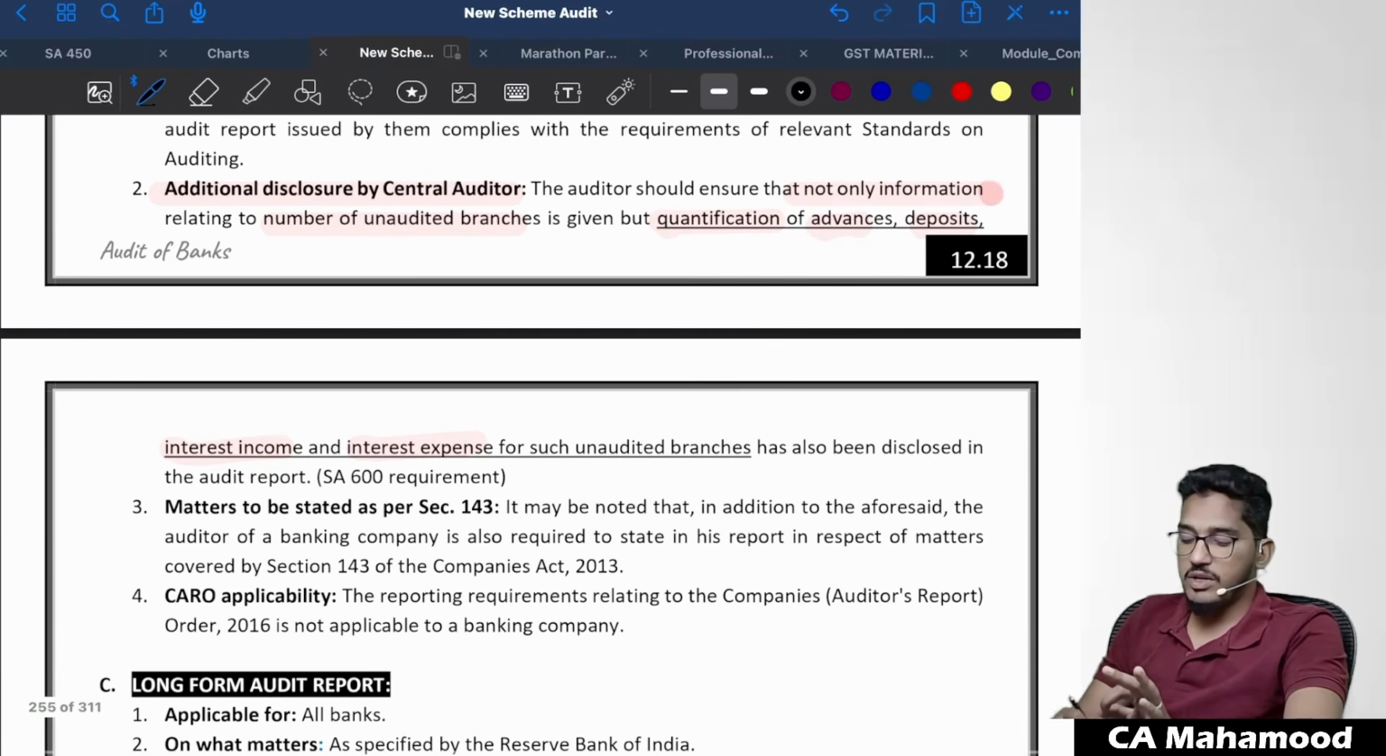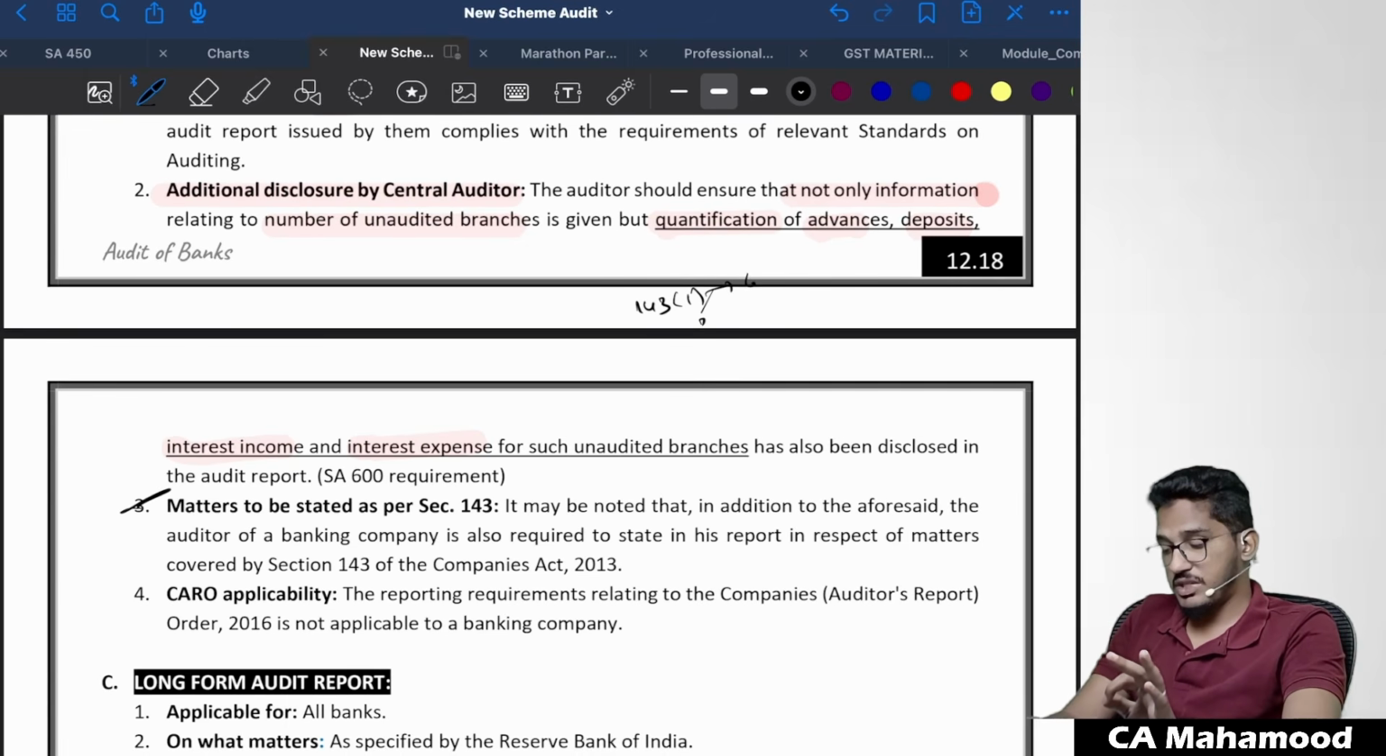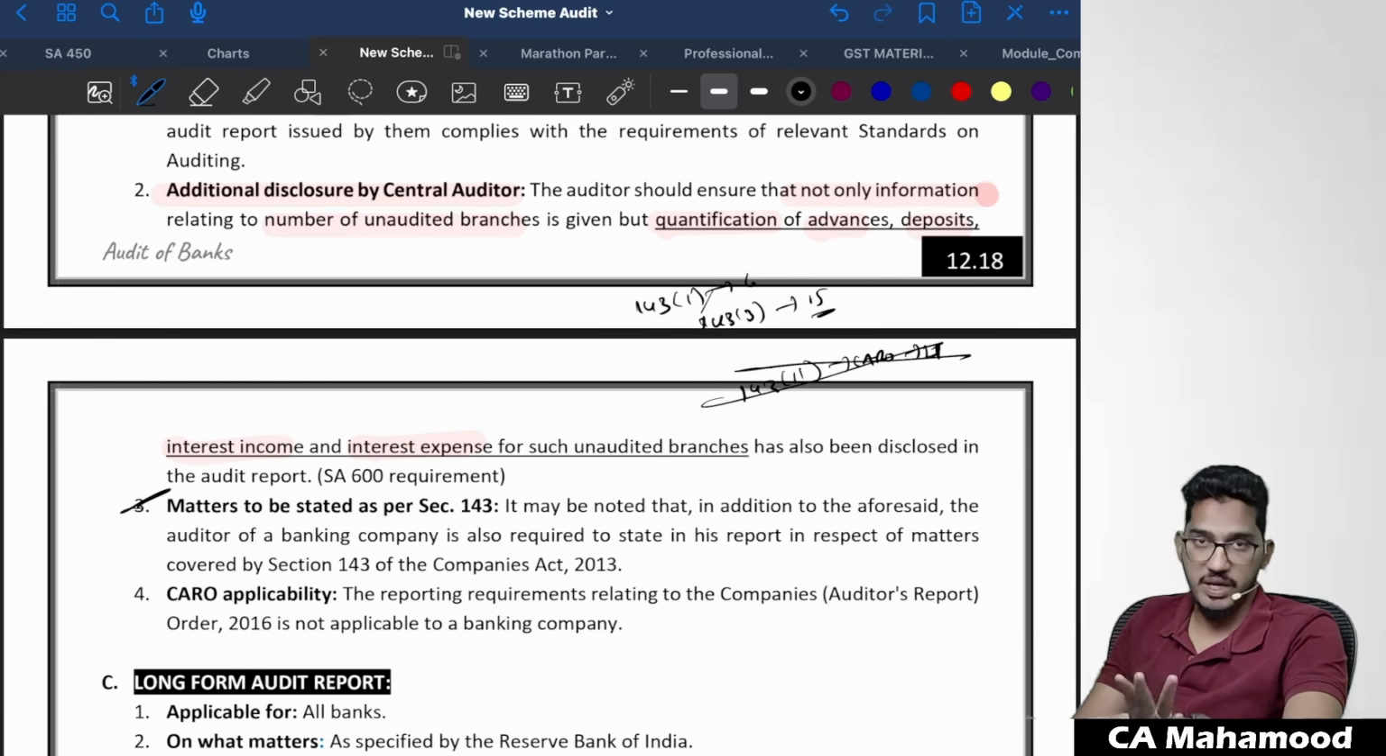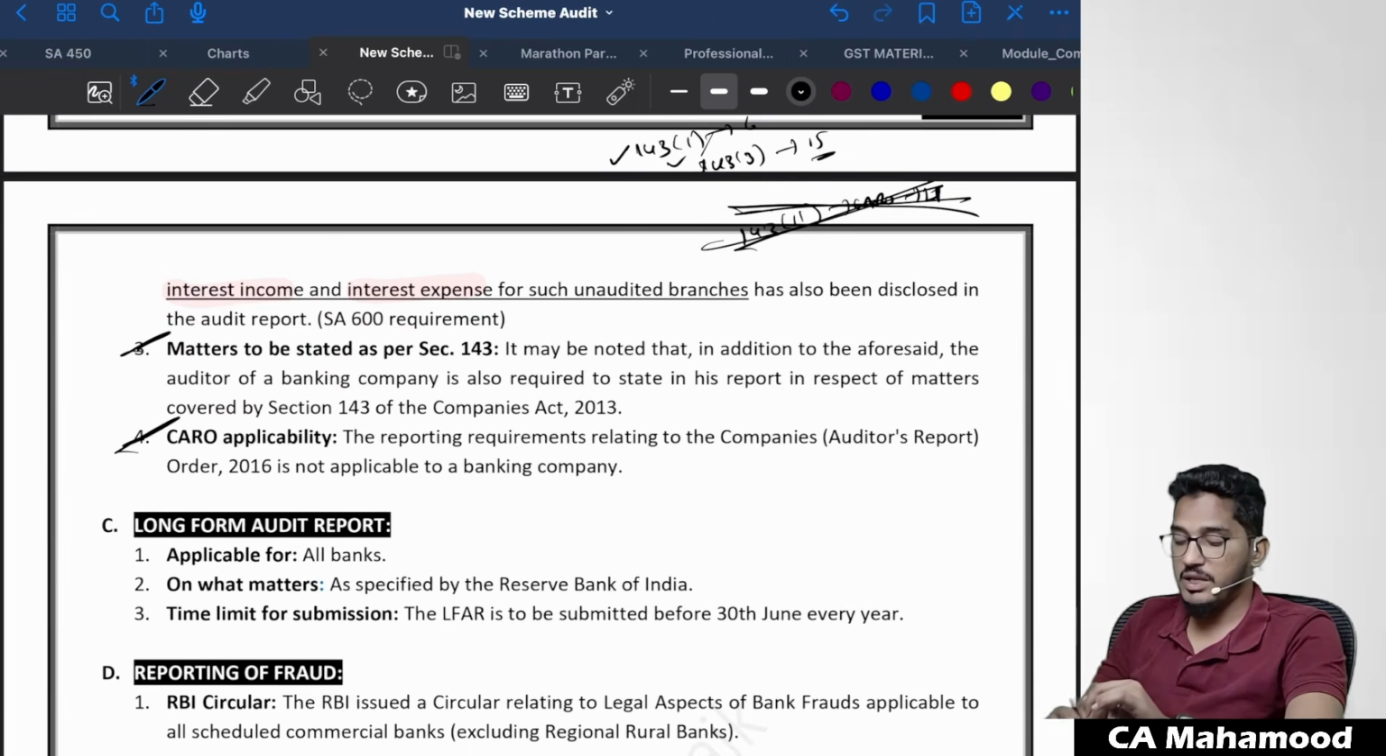In addition to that, you are required to report on the matters specified under 143 of the Companies Act. Under 143 subsection 1, we have 6 matters which are required to be reported. Under 143 subsection 3, we have a total of 9 plus 6, 15 matters. And under 143 subsection 11, we have CARO, a total of 21 matters. Are you required to report this in the case of a bank? No, CARO will not be applicable in the case of banks. In a banking company, CARO will not be applicable. So only the reporting requirements under 143 subsection 1 and 143 subsection 3 will be applicable. The reporting requirements under 143 subsection 11, that is CARO, will not become applicable in the case of a bank.